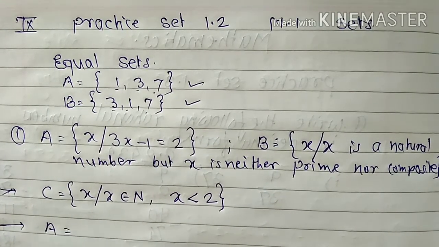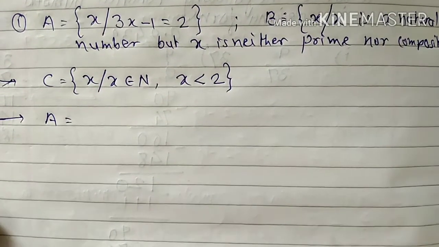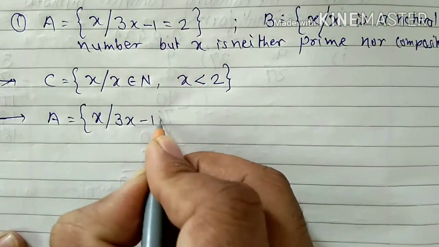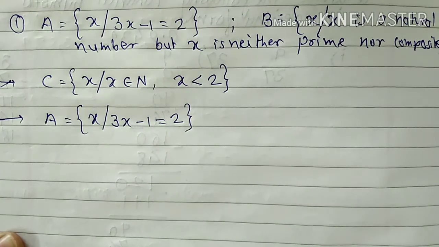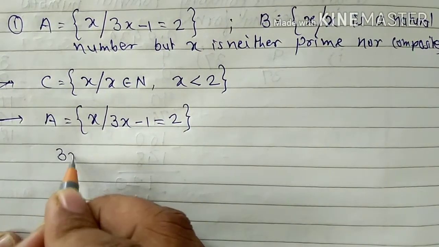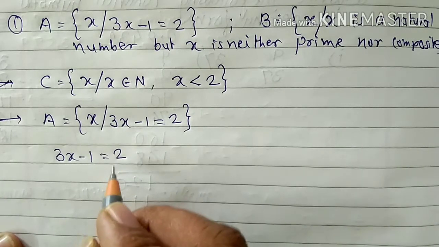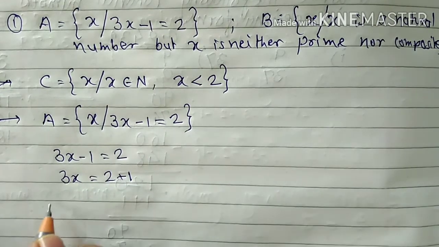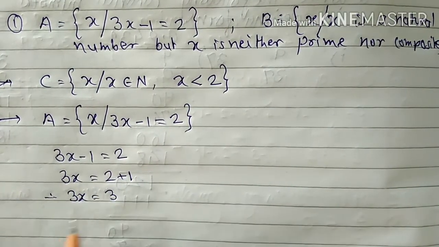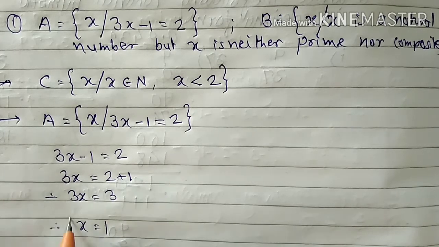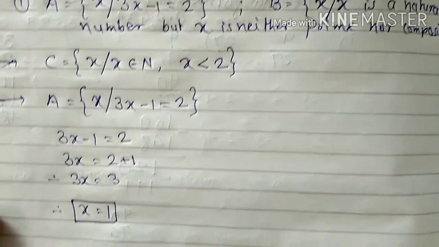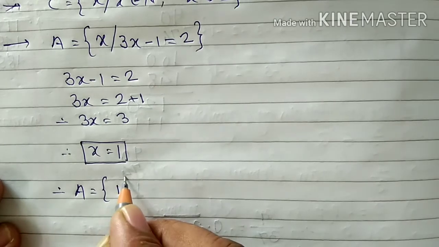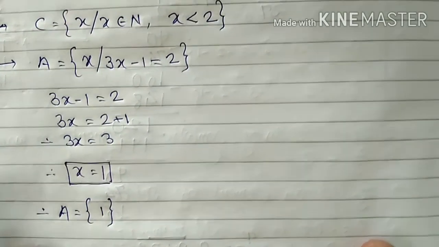What do you mean by set A? Set A is a set of x such that 3x minus 1 is equal to 2. Very good. Now I am solving set A. Let us take 3x minus 1 is equal to 2. Therefore 3x is equal to 2 plus 1. Therefore 3x is equal to 3, and therefore we can say x is equal to 1. So we are getting only one value of x, therefore I can say A is a set of 1 only. There is only one element in A.